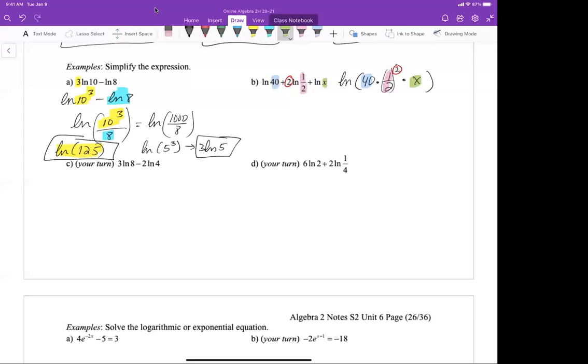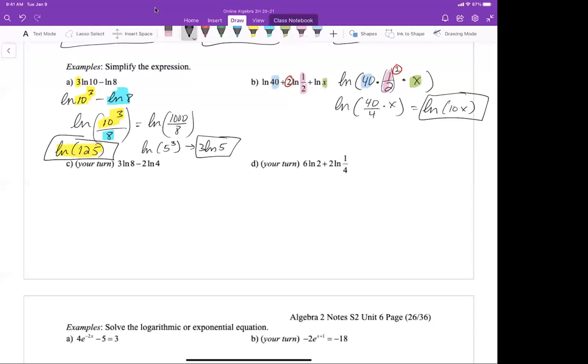Okay, so I can simplify that even further. 1/2 squared is 1/4. So I have 40 over 4 times x, and that will equal the log of 10 times x. And that will be my answer. I hope that makes sense. All right, try one yourself.